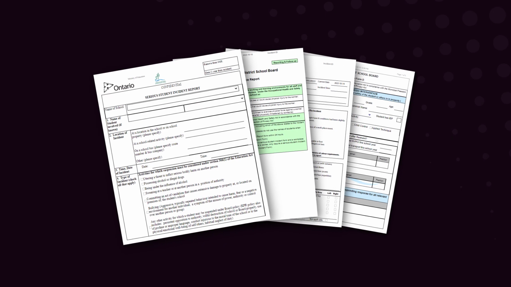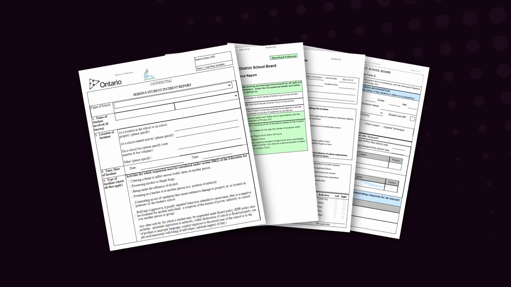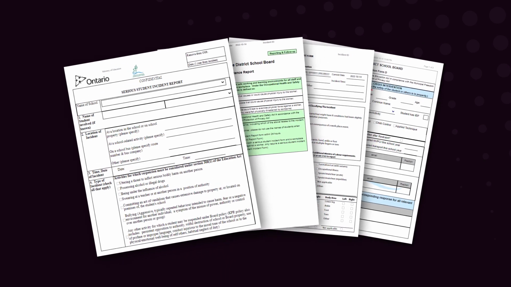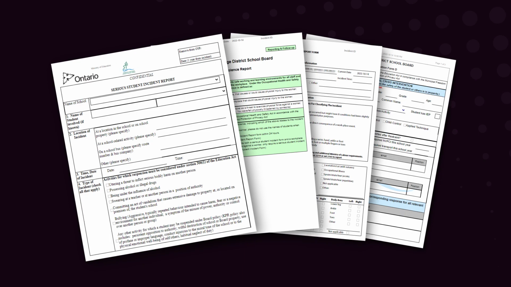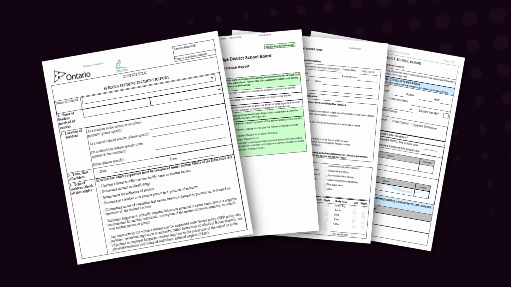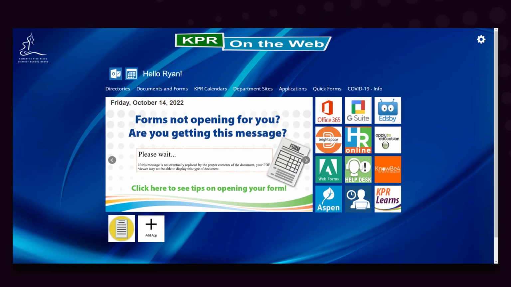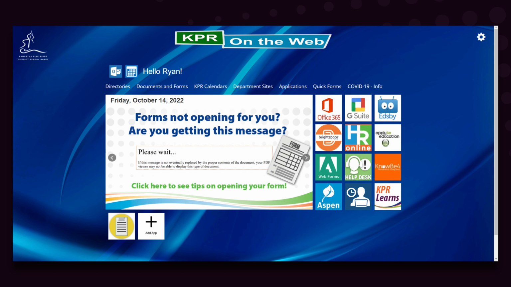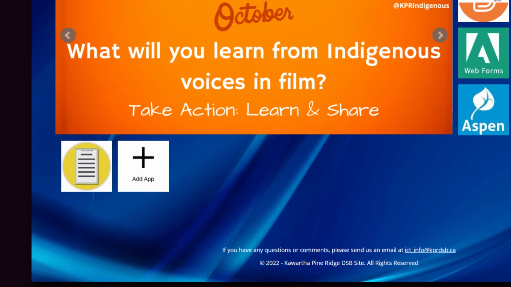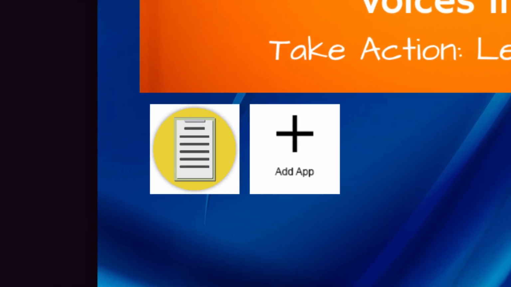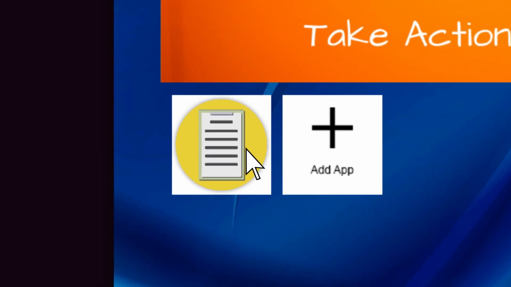You will only be required to enter the incident information once, and the incident reporting tool will generate all necessary reports based on the information you provide and the fields you select. The incident reporting portal can be accessed through KPR on the web. Click on the Incident Reporting Portal tile to access the web form and begin a new report.